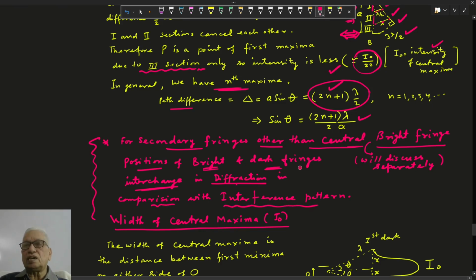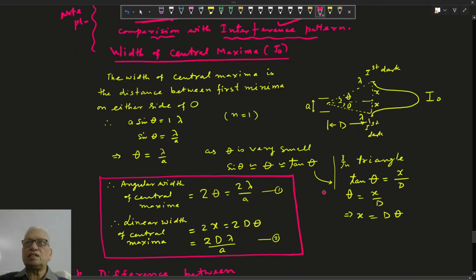पहले देखा था डार्क ब्राइट बन गई, ब्राइट डार्क बन गई उस पोजीशन में. So they are interchanged in comparison to interference. Very important point. Note please. Now, width of the central maxima.